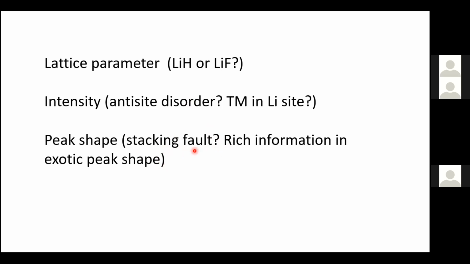Then you can talk to other people to help you confirm this if you really want to invest the effort. For example, you can ask Ruoqian to do the TEM, since stacking faults can be easily seen in the TEM, to confirm whether your suggestion is right or not. And also, if you sometimes see some exotic peak shapes, for example some peaks are pretty wide and some peaks are very narrow, kind of alternating, then just don't let it go. They're embedded with some very rich information about the system you want to investigate.